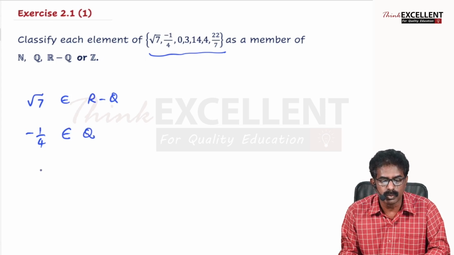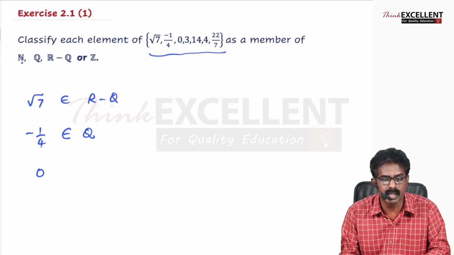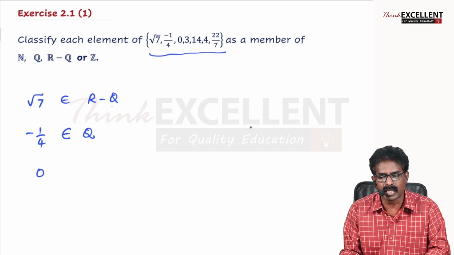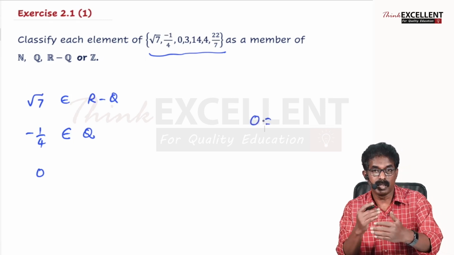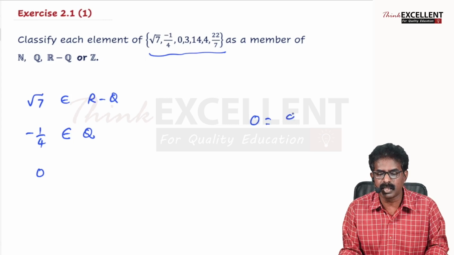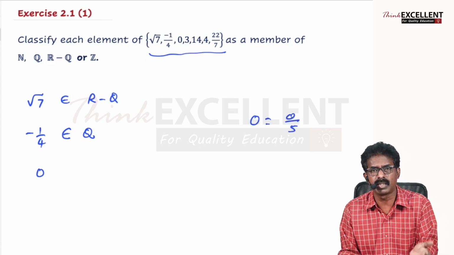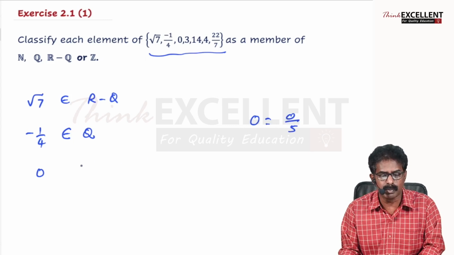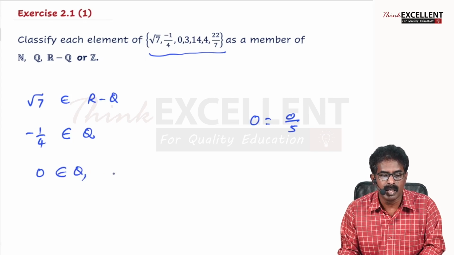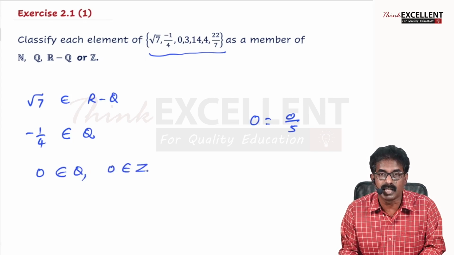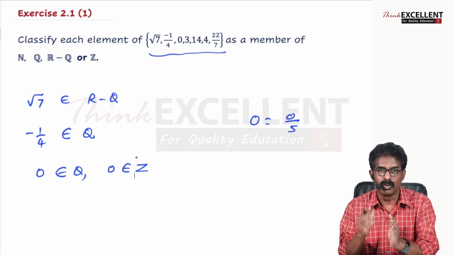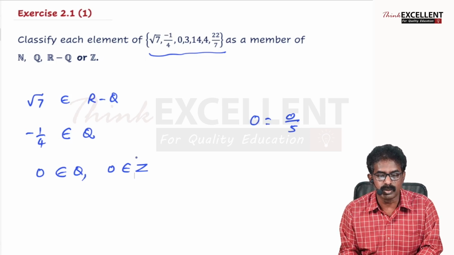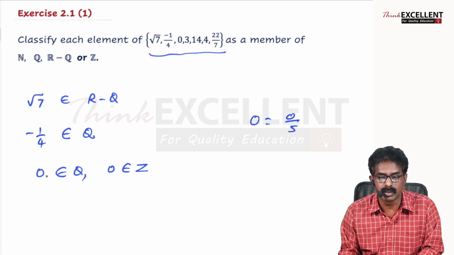Then 0. What is 0? It is not a natural number. Can you say it is a rational number? Can you write 0 in p by q form? Yes, 0 can be written as 0 by any number, for example 0 by 5. Both 0 and 5 are integers and 5 is not equal to 0, so it is a rational number. Also 0 can be taken as an integer. What are integers? 0, 1, 2, 3, 4, minus 1, minus 2, minus 3. So 0 can be taken as a rational number, and also as an integer. Okay, then what's the next one?